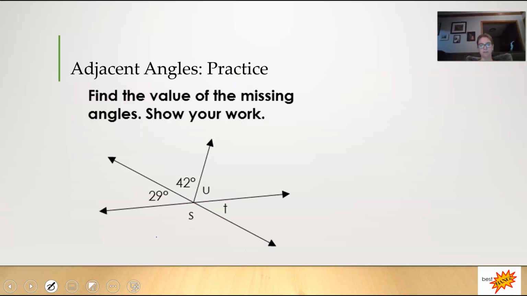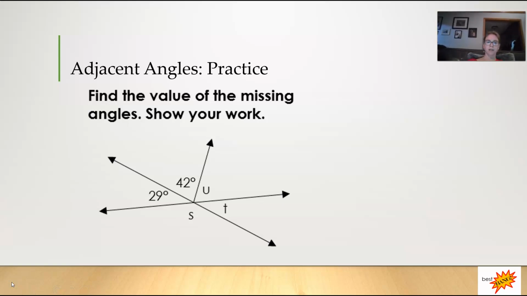Okay, finally, if you would like to pause the video for a moment and practice using everything we've just talked about to see how many of these angles you can solve for. Pause and get that taken care of, and then I'll show you the answers so you can check your work.